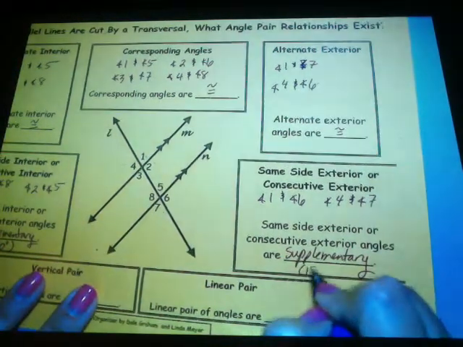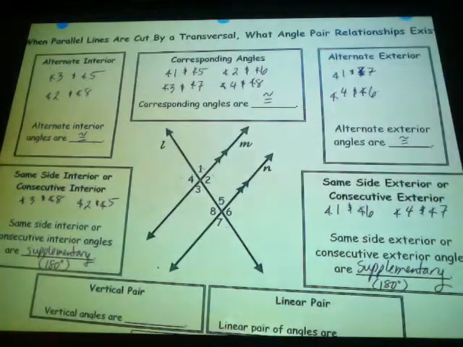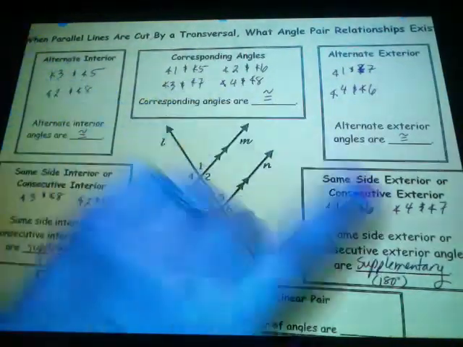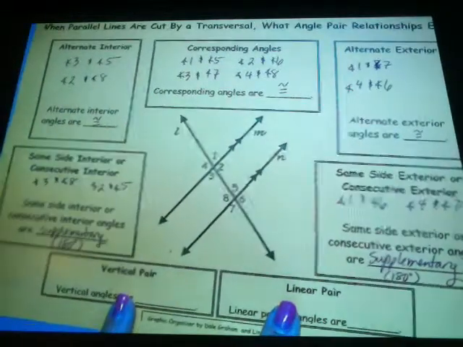And you might want to put in there again, that's 180 degrees. Then all of these have that relationship when two pairs of parallel lines are cut by a transversal, or a pair. These down here occur no matter what.